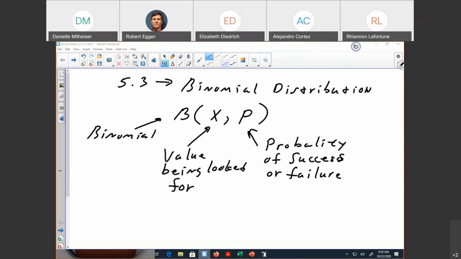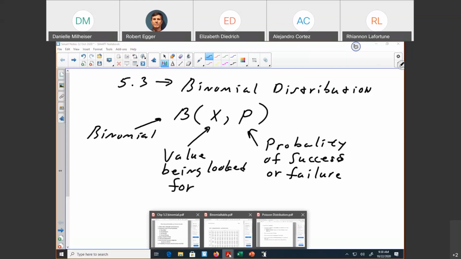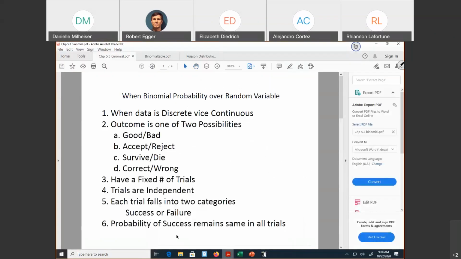Now, what's meant by binomial? I'm going to pull up the written notes, and I will make this available to you on Blackboard. So to even consider using a binomial distribution, bi means two, we have to meet a couple wickets. A couple gates have to be crossed.